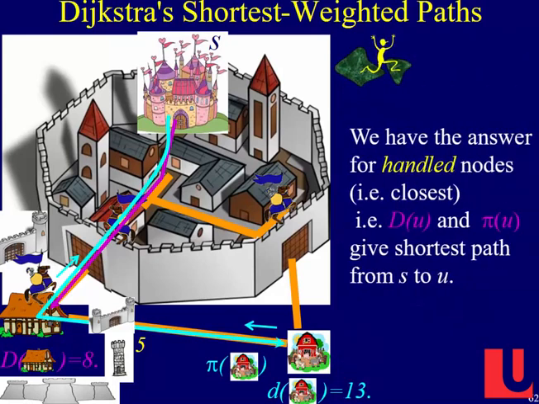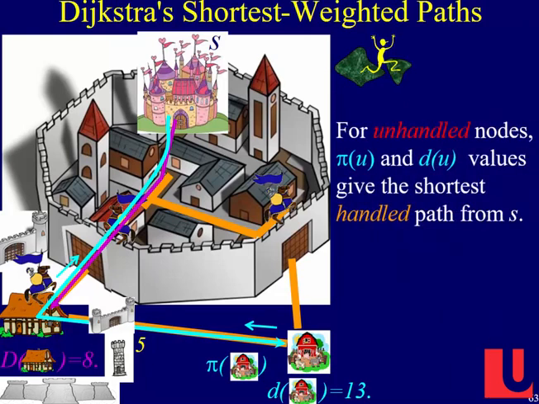And now we maintain our loop invariant, right? Our loop invariant says that for the handled nodes, we have the right answer. We have the overall best path, right? We already knew the answer for these, but this is the new handled guy, so we had to prove its path is an overall best path, right? And for the unhandled nodes, the d has to give the shortest handled path, right? But here's a handled path, and we've included it into our data, right? Does that make sense?